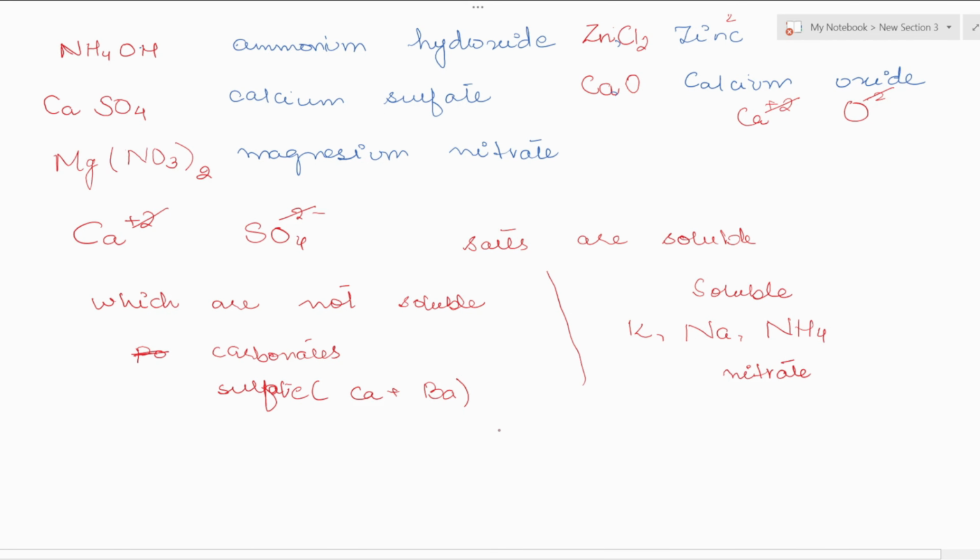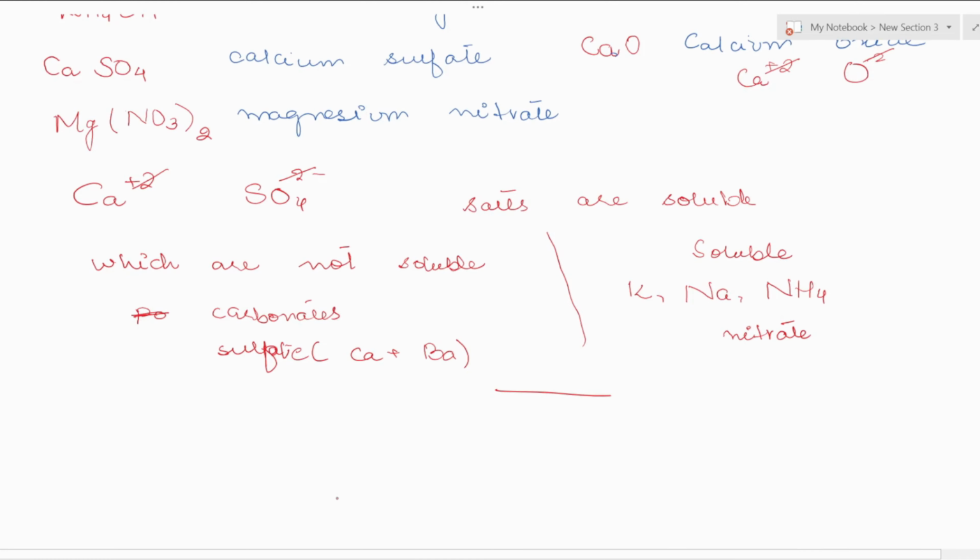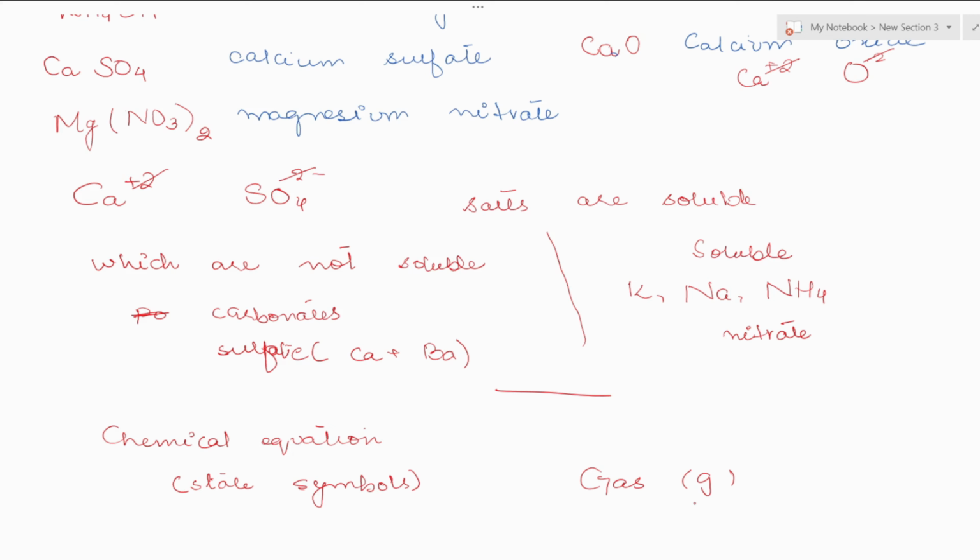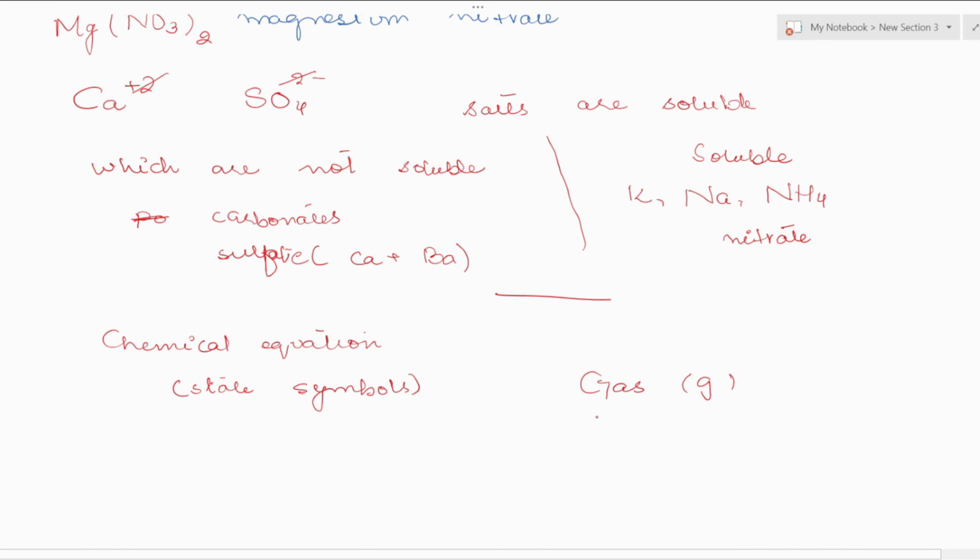Okay. So when we write a chemical equation, we have to write the state symbol. What do we write for gases? For gases, we write G. Like if we are writing hydrogen, we have to write G in the bracket. If we're writing oxygen, G in the bracket. If you're writing CO2, then we write G in the bracket.